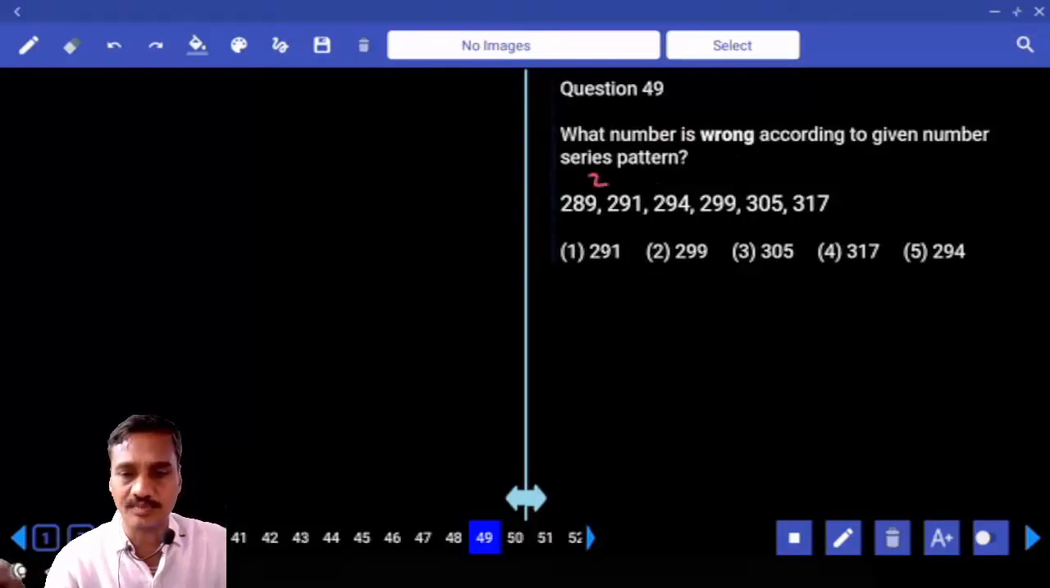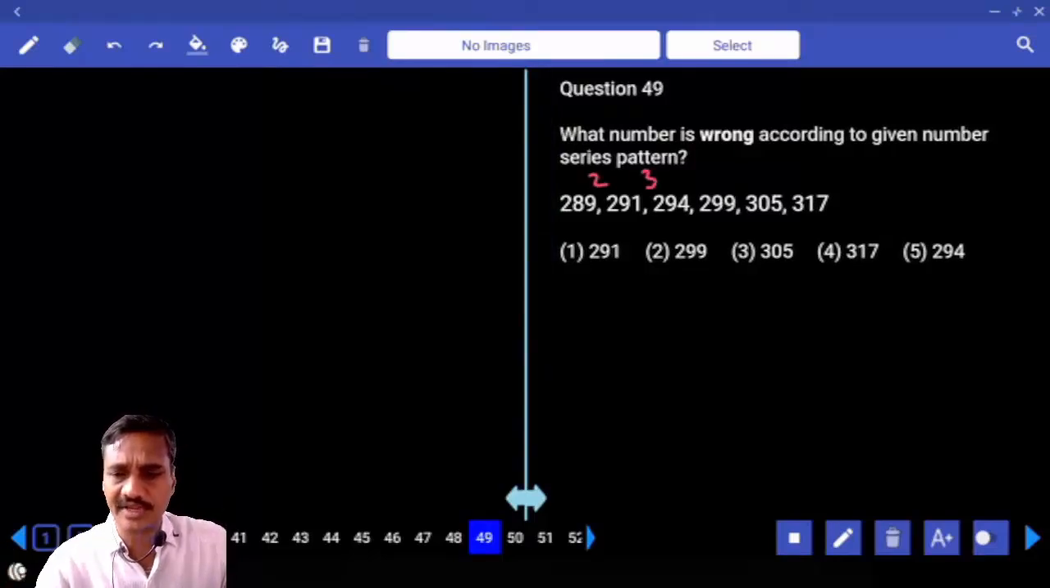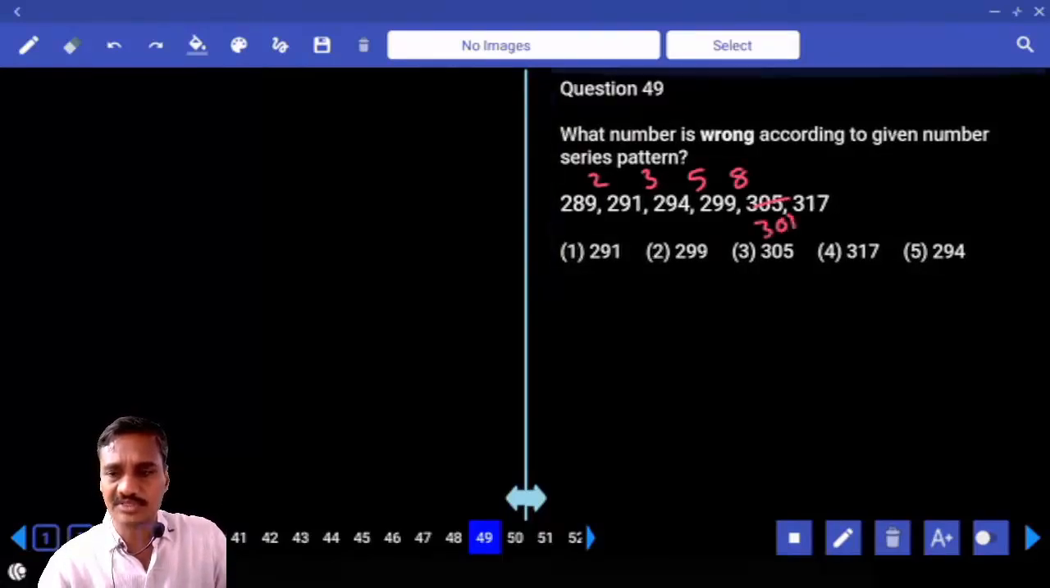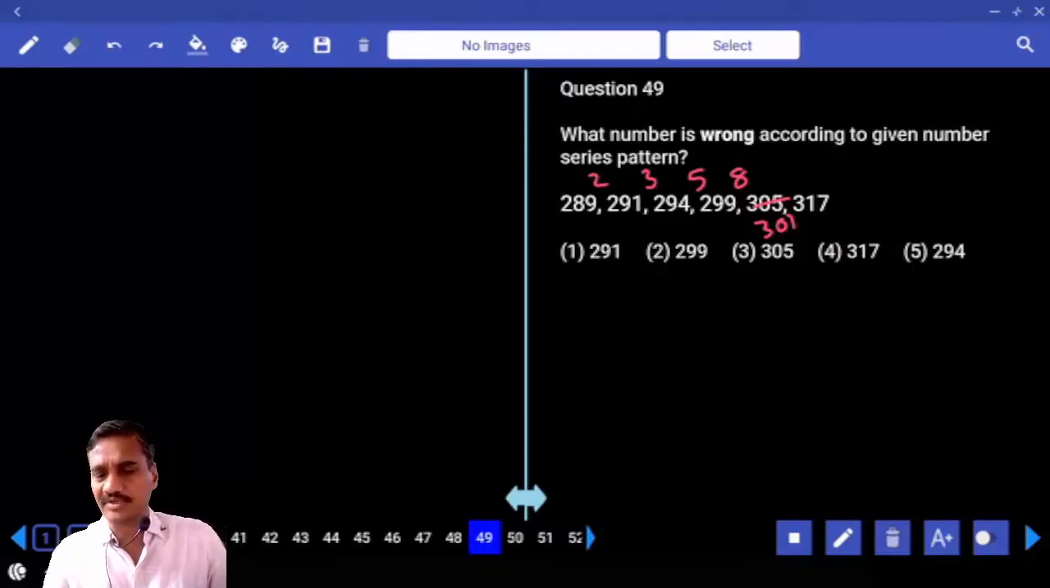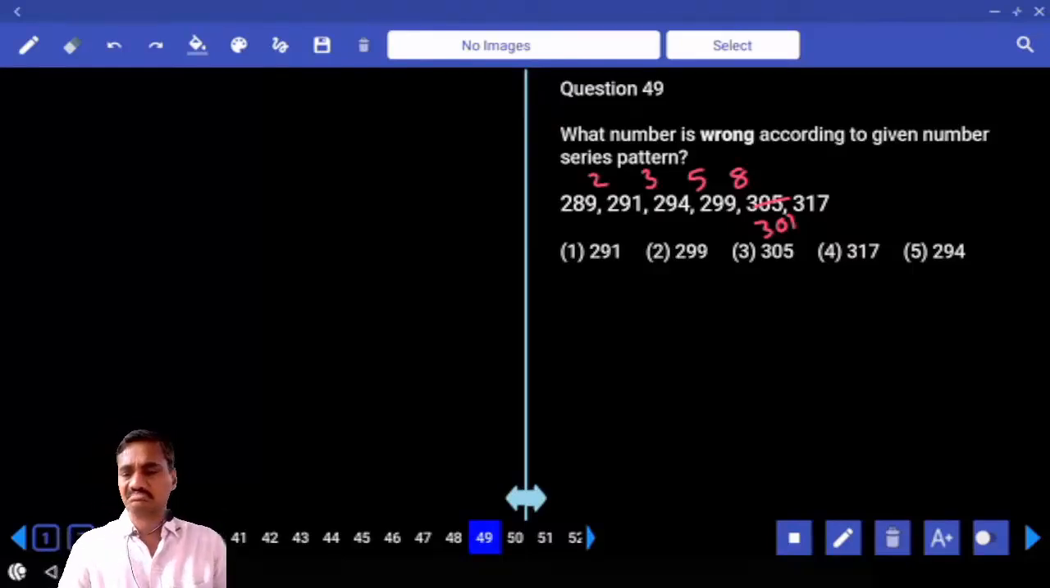The difference here is 2. And 291 and 294, it is 3. Next one 94 and 99, 5. Next 2, 3, 5. And 2 plus 3 is 5, 3 plus 5 is 8. 299 plus 8, what should it be? 307. 307 plus 13, will it work or not? Then plus 2, 2 plus 1, plus 2, plus 3, and 8, 8 plus 4, 12. 12 means 307. 299 plus 8, 307.